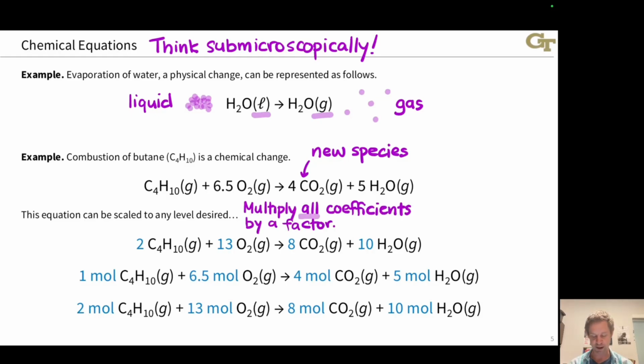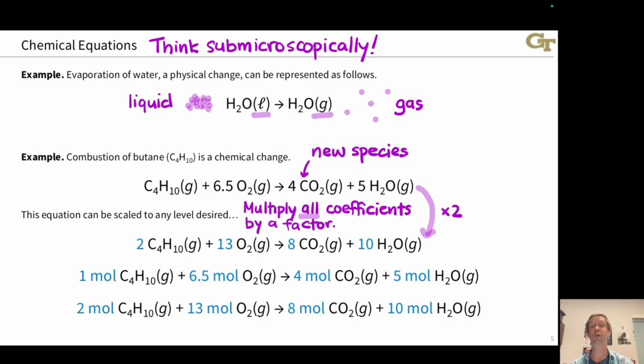So we can multiply all those coefficients by any scaling factor to represent the same chemical equation just at a different scale. So if I wasn't comfortable with the 6.5 O2 and I wanted whole numbers everywhere, I could multiply all these coefficients by 2 and I'd arrive at the next equation on the slide. 2 C4H10s now, 13 O2s, yielding 8 CO2s and 10 H2Os. And this equation is essentially equivalent to the more reduced version that we see right here.